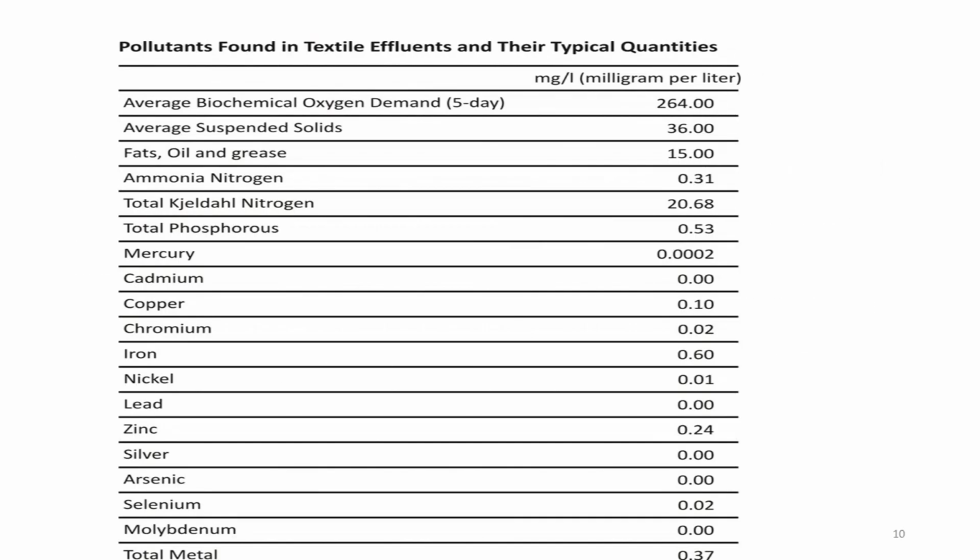Beyond that, the textile effluent would still need to be remediated before it can be run out for the final discharge. So, that is something that needs to be kept in mind. Now, when we look at this chart, we see the pollutants found in textile effluent and their typical quantities.